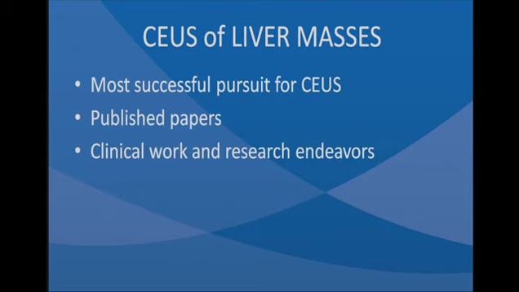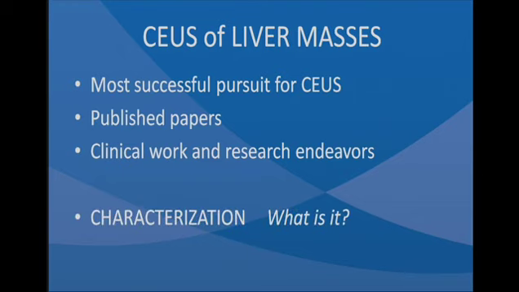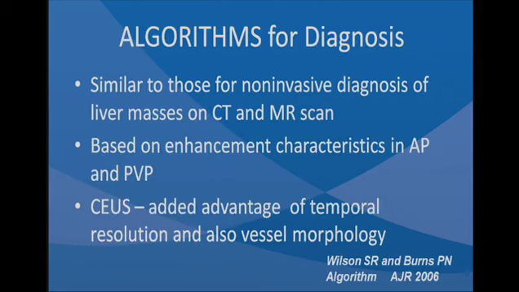So contrast-enhanced ultrasound of liver masses is the most successful pursuit for contrast-enhanced ultrasound. And this can be judged in terms of the number of published papers and the ongoing clinical work and research endeavors. And so basically, when we consider the contrast-enhanced ultrasound of liver masses, there are two questions which we can pose. The first is related to liver characterization, or asking ourselves, what is it? And the second is related to liver mass detection, or asking ourselves the question, is it there?